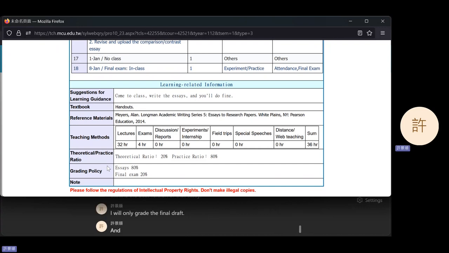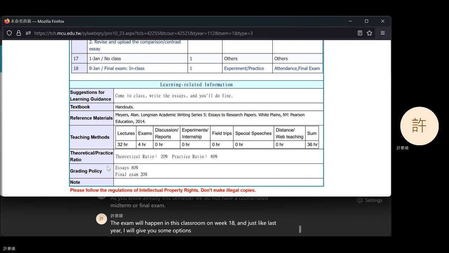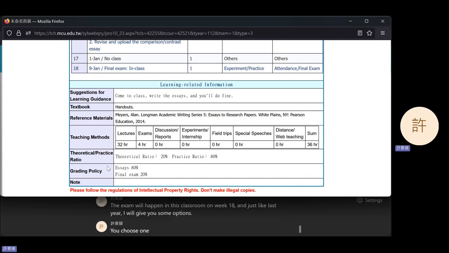And then 20% is a final exam. As you know already, this semester we do not have a coordinated midterm or final exam. The exam will happen in this classroom on week 18. And just like last year, I will give you some options. You choose one topic and you will write an essay about that topic.